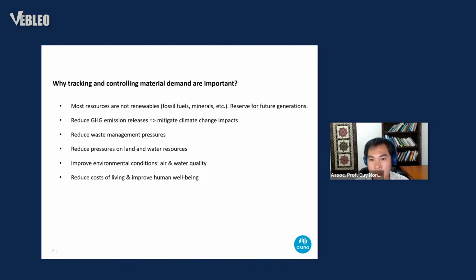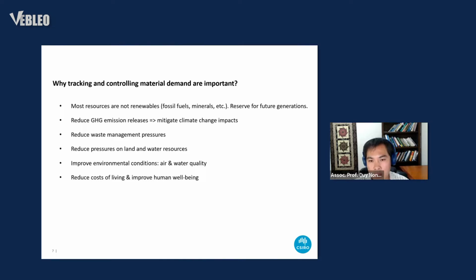So if we can consume less food for the current population or even the growing population in the future, I think it will be very good for the natural resources. And with less commodity consumption, it also helps to improve environmental conditions like air and water quality. And when we use commodities more effectively and efficiently, this also helps us to reduce the price of commodities, so it helps to reduce the cost of living and improve human well-being.